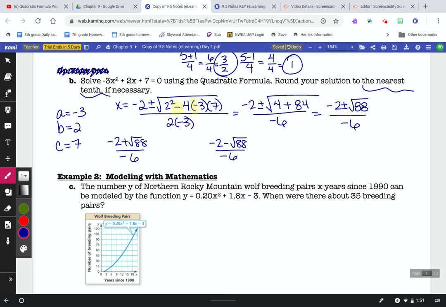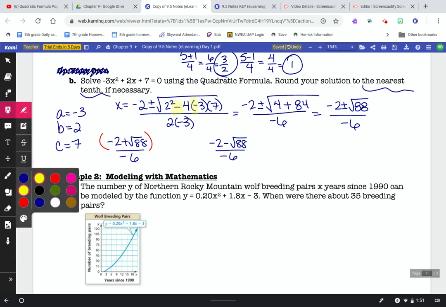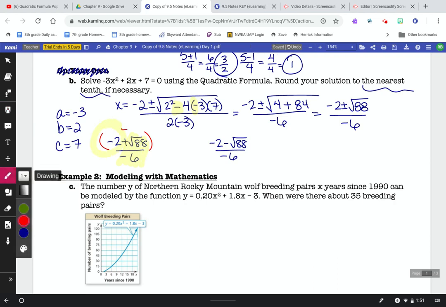If you're just going to throw the whole thing into a calculator, you must put parentheses around negative 2 plus root 88, so around your numerator. The reason is that if you do not do that, the calculator will follow PEMDAS and do the division first. So it will do this first and then add negative 2. That's not what we want.